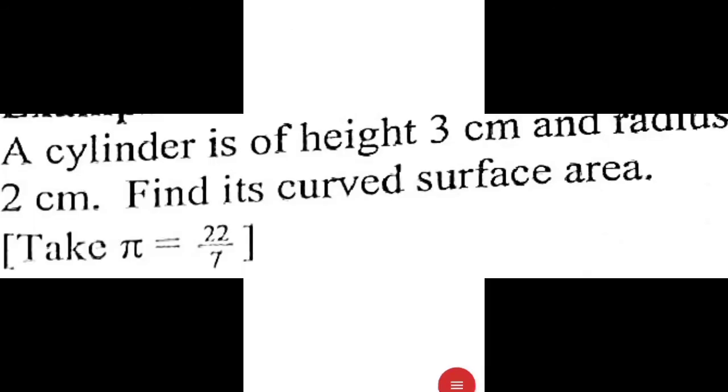Okay, so let's look at the next question. A cylinder is of height 3 centimeters and radius 2 centimeters. Find its curved surface area. So we have to take our pi to be 22/7. Again, here our focus should just be on the curved surface area. So the curved part of the body, of course, is moving in a circular form. So that is 2 pi r. But a cylinder has a height, so we attach the height to it. So that is the formula for the curved surface area of a cylinder.